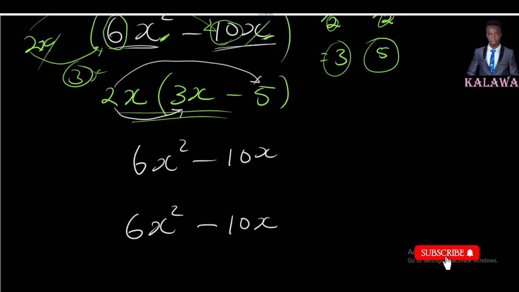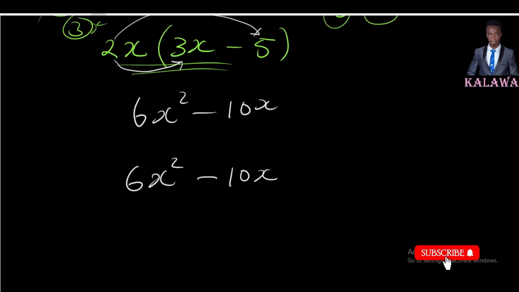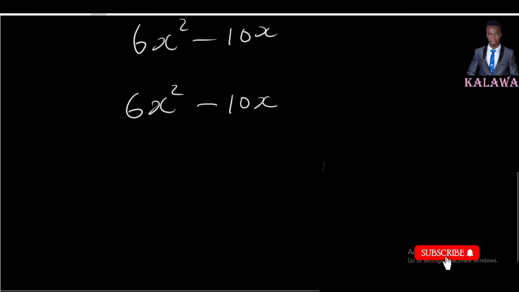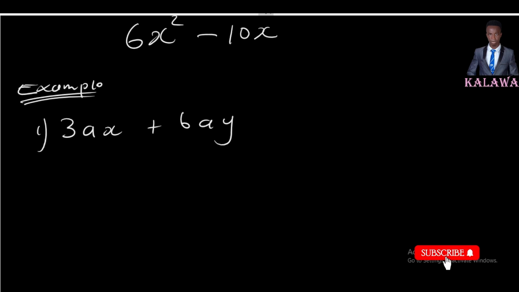So I hope we are getting it and making it very simple way for you guys to understand. So this is what is meant by factorization, and this is how we use common factors. So let's continue again. Let's take another example. Let's say also we have 3ax plus 6ay. This is one example. So how are we going to do this again? Remember, we follow the same procedure.